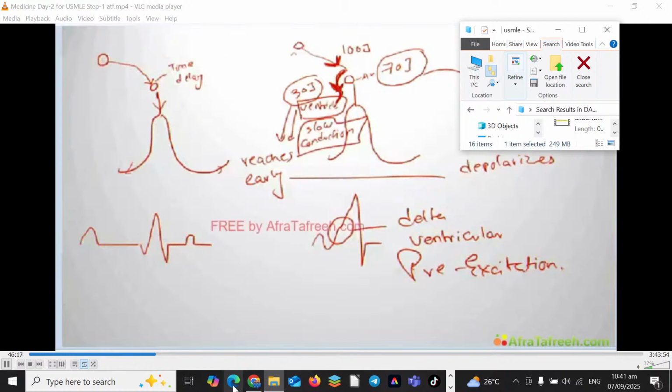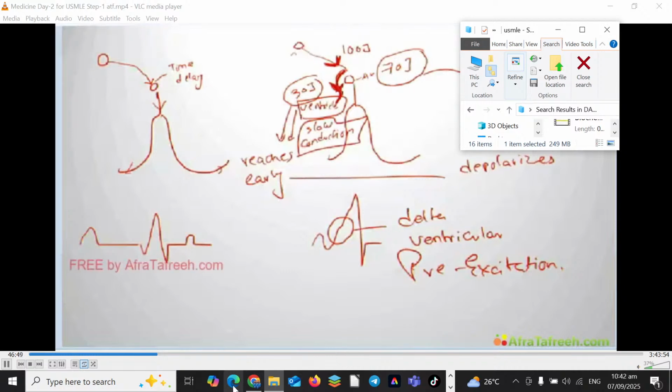See, the depolarization from 70 joules is going to reach the heart earlier than the 30 joules from the accessory pathway. The complete myocardium. The 30 joules has entered the ventricular musculature, because of which it is now leading to a pre-excitation front. But that conduction is very slowly conducting.